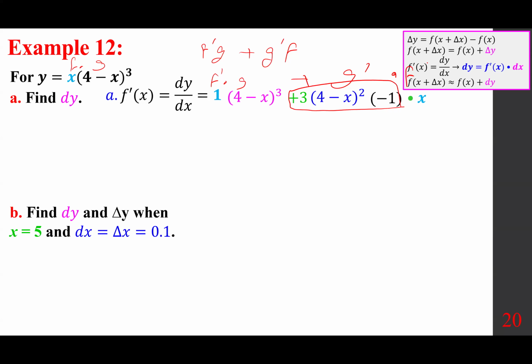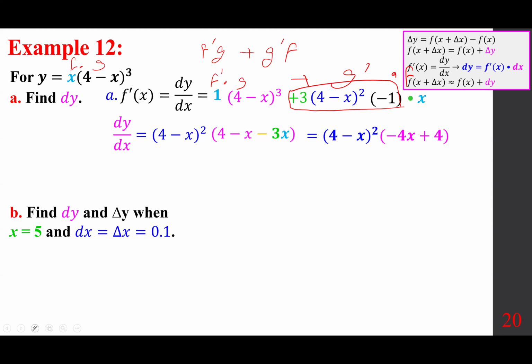This is plus g prime f. And all you have to do is simplify by taking a common factor. So dy dx, or f prime of x, becomes what's in common between the two, which is 4 minus x squared times this one. If you divide, gives you 4 minus x. And this one, if you divide, gives you positive 3 minus 1 on x, which is minus 3x. So this one, we combine these two into minus 4x.